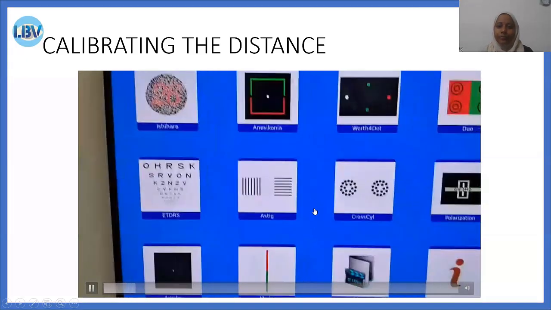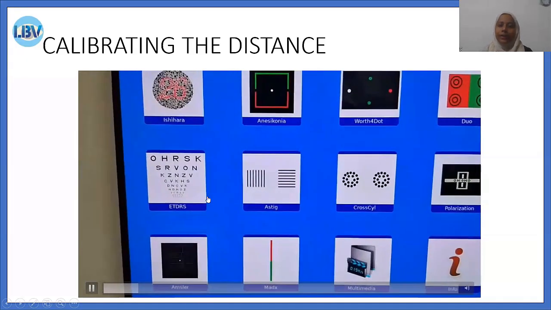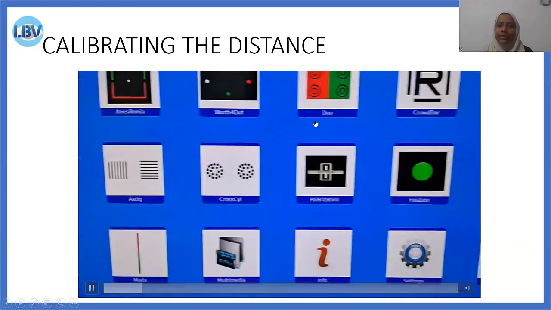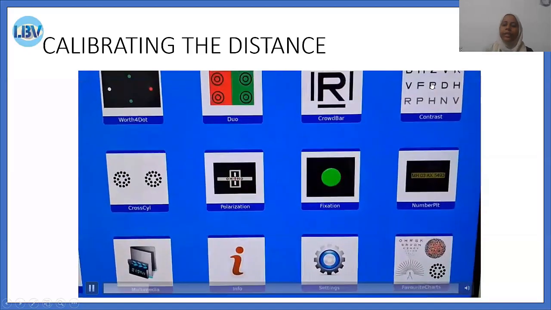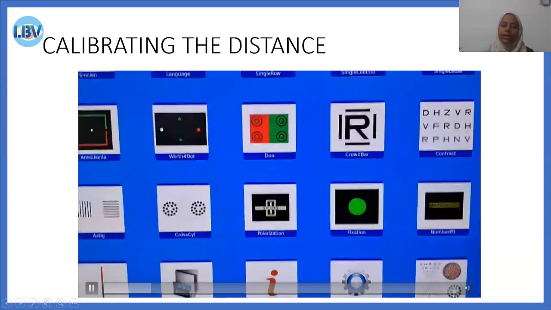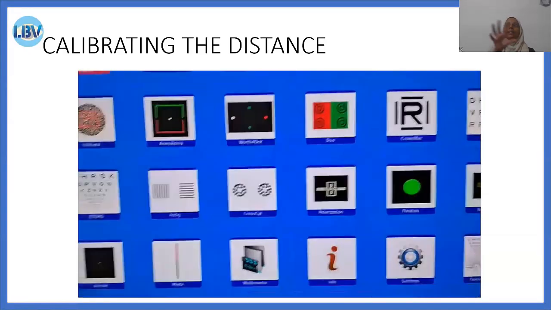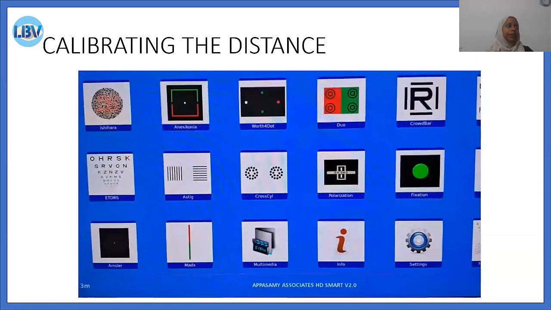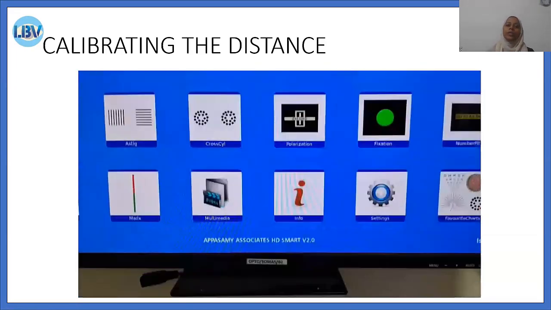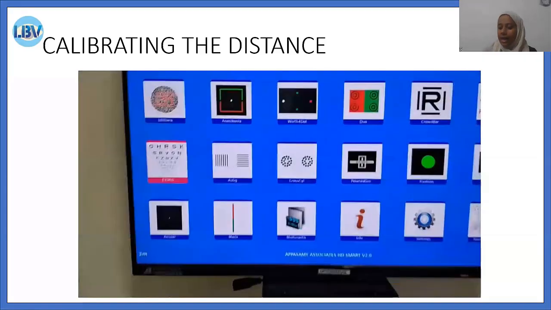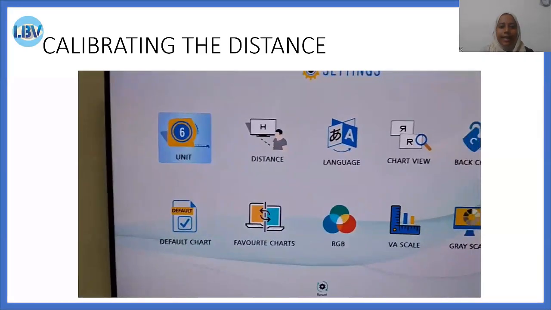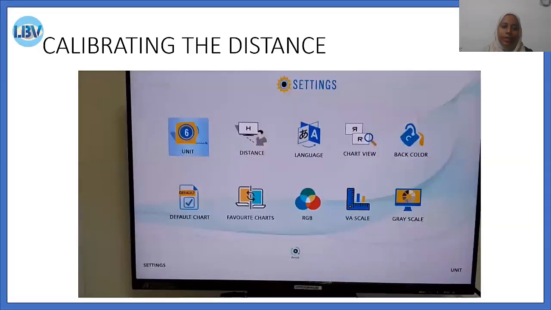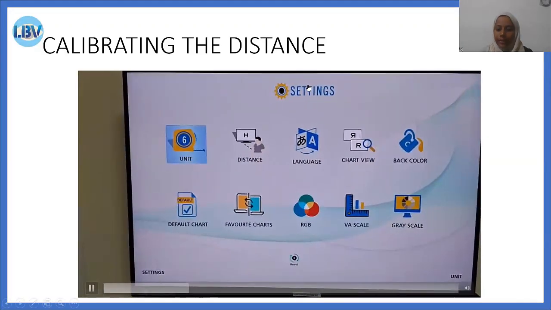We also have the ETDRS chart, and there are lots of other things also here. Then you have the contrast sensitivity testing chart. So all these things are in one device. You don't need to have a single letter chart separately for an amblyopia patient. So you can just use it. Not only this, it also has certain other options like the distance calibration option.